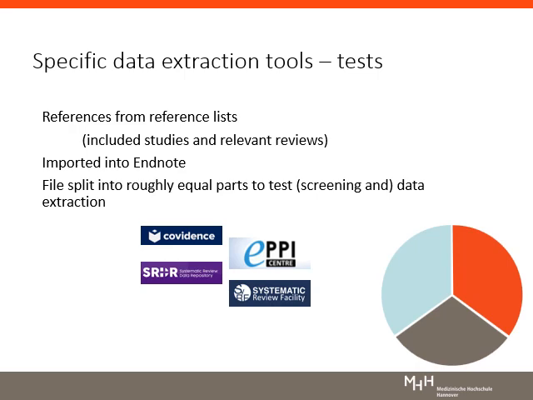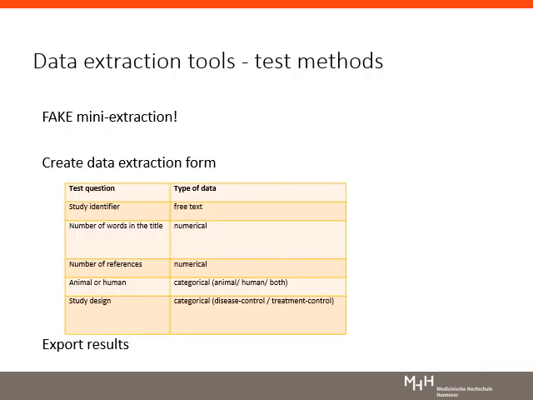So we tested them with a reference set for an ongoing review where we had to screen all the reference lists and came up with studies that were not retrieved by our searches. We imported those into EndNote and then split the file in roughly equal parts to test screening in the platforms and data extraction. And for today, I will focus on the data extraction results. So for the data extraction test, we did a fake extraction. We didn't extract real actual data, but we made it easy for ourselves to quickly do these tests.